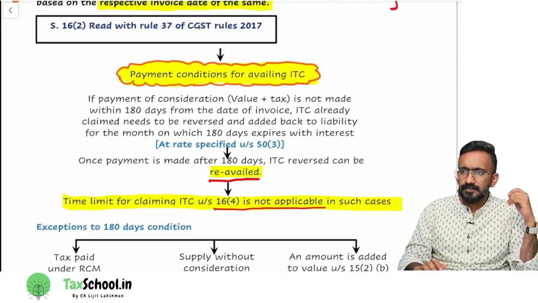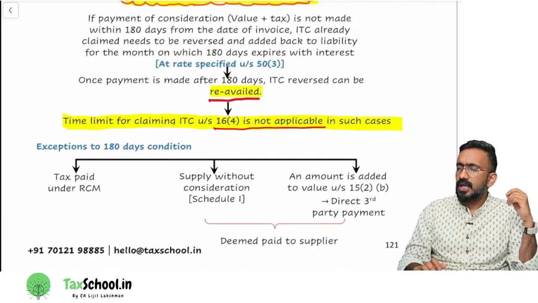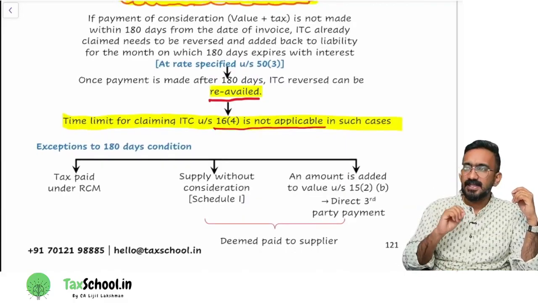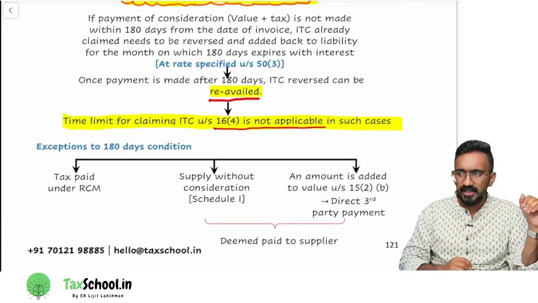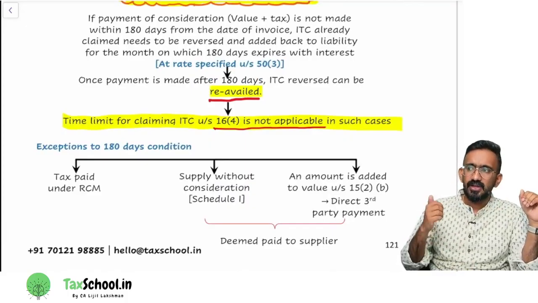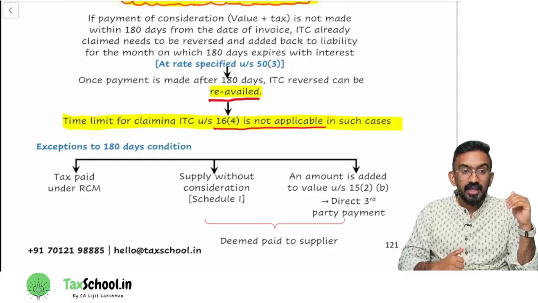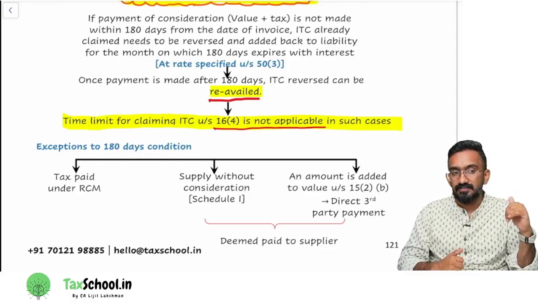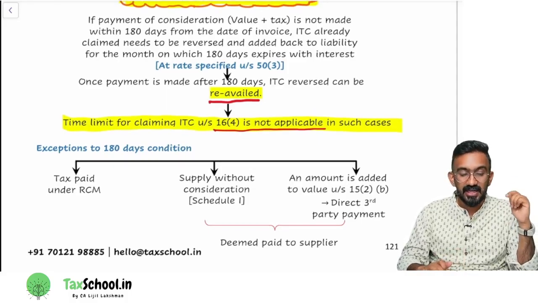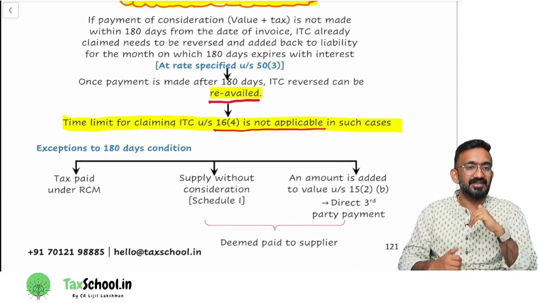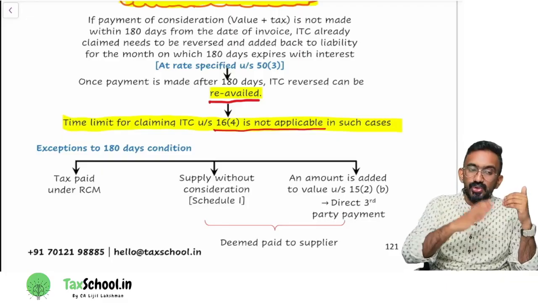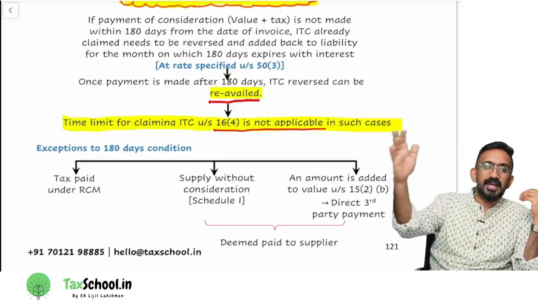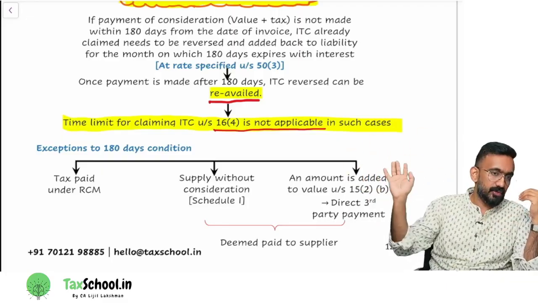Now, exception to 180 days condition. Some cases you don't have to bother about 180 days. Reason number one, tax is paid under reverse charge, which means what? If the tax is paid under RCM, which means tax is paid, in our example, by the recipient itself. Then government says, hey recipient, you pay to the government, I will give you the credit. So whether you pay within 180 days to the supplier is irrelevant for me.